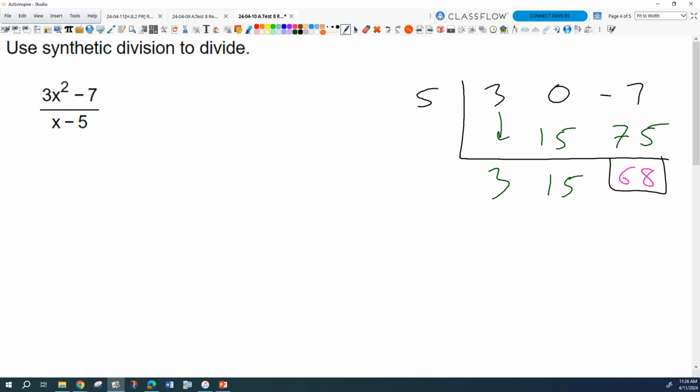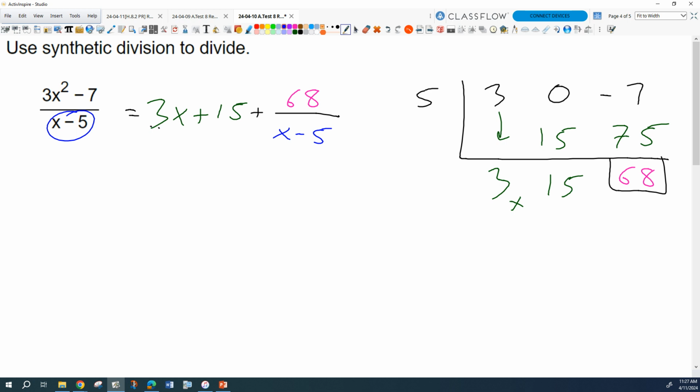Okay, so what's that telling me then? What's the polynomial part of my answer? 3x plus 15, plus 68 over x minus 5. The constant, so coefficient of x. So this looks like 3x plus 15 plus 68 over x minus 5. Good, Keegan. Piece of cake, right?